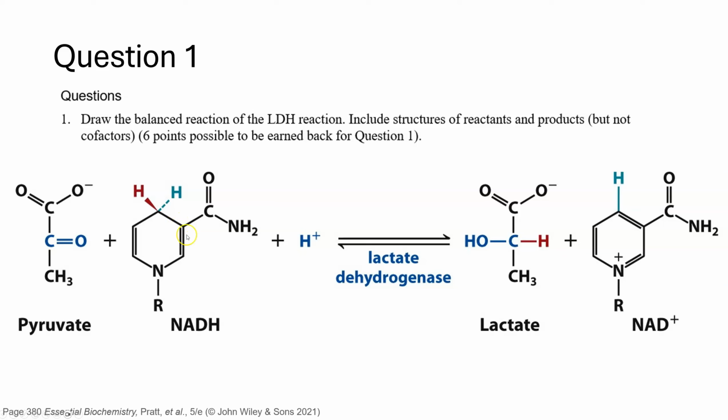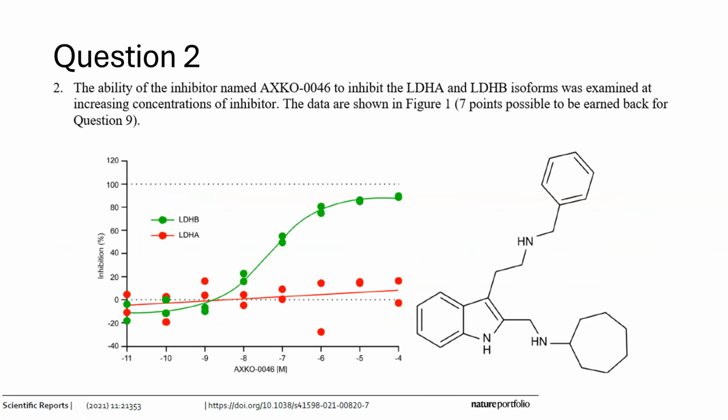And we need 2 electrons as well. That might not be as obvious, but we will need electrons as we go from NADH to NAD+. So the pyruvate is reduced to lactate, and the NADH, which donates the protons and electrons, is oxidized. So it's a redox reaction, and LDH is the enzyme that catalyzes that.